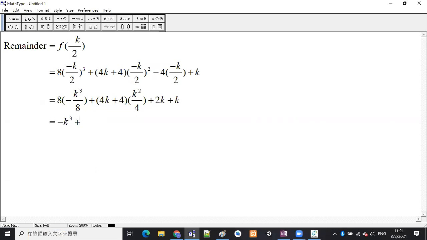So when you take out the 4, we can take out the 4 here. This 4 and the denominator 4 will be cancelled by each other. So it should be k plus 1 times k squared plus 3k. And then removing the final bracket is negative k cubed plus k cubed plus k squared plus 3k. So the final remainder should be k squared plus 3k. Okay, and this is our remainder.